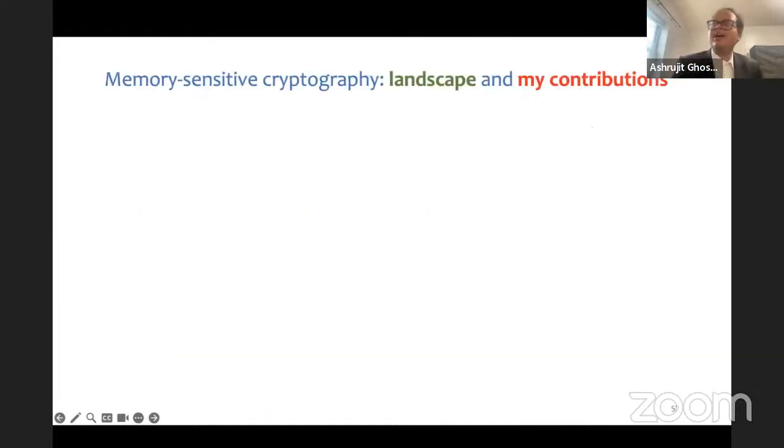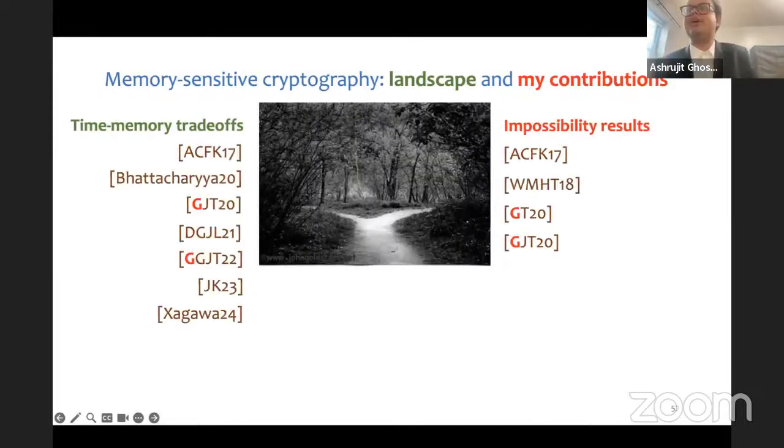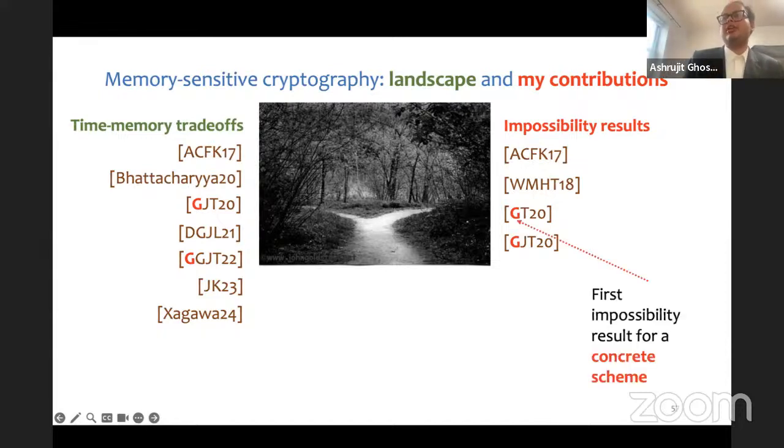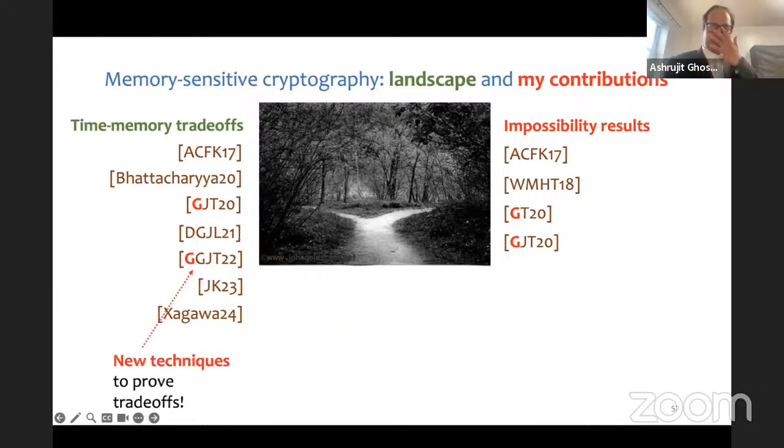This is a very new area in cryptography, and there are works showing trade-offs or showing that they are not possible for particular proofs. And I've contributed to both lines of work. In particular, I gave the first result that takes memory into account for a concrete scheme that is used in practice. I've also studied time memory trade-offs for TLS. And more recently, I developed a new toolbox that helps us show these time memory trade-off results. I'll very briefly describe at a high level the main idea underlying this toolbox.